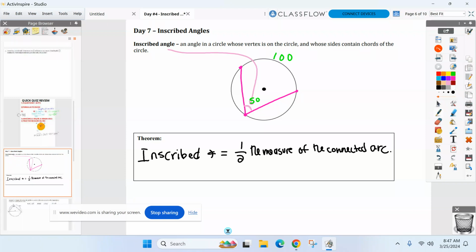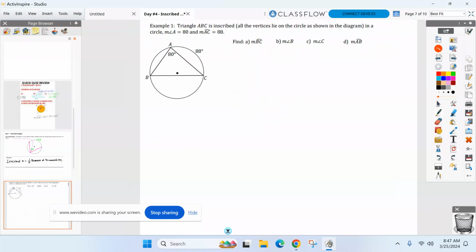All right, let's hop right into some questions here. Boom! I got triangle ABC. Everything's already drawn in. You're welcome. All the angles are plopped in. All right, first up, let's find the measure of arc BC. That's what the M stands for, measure of arc BC.